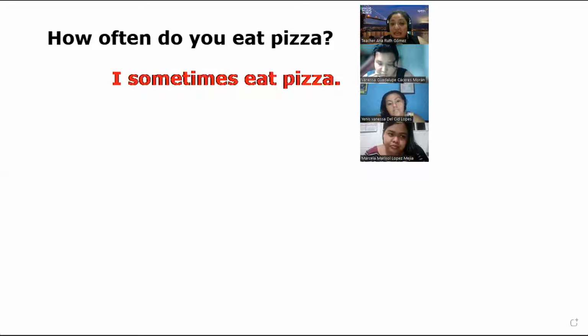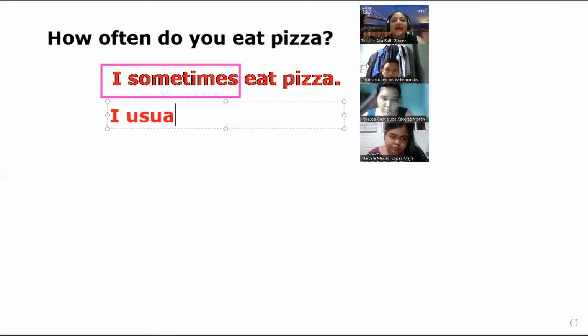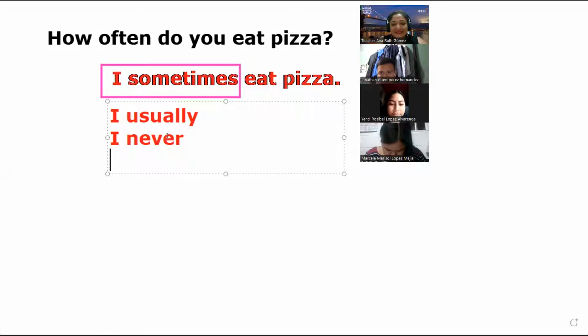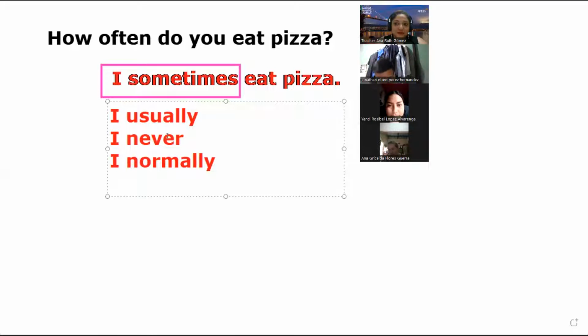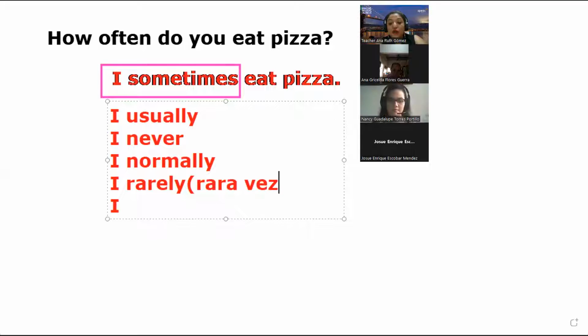Very good. Now, here the combination is the subject and the frequency adverb. So we can have different combinations. For example, I sometimes. Another option? I usually eat pizza. Excellent. Another option? I never eat pizza. Very good. Another option? I normally eat pizza. Another option? I rarely eat pizza. I rarely, all right? I rarely is rara vez.